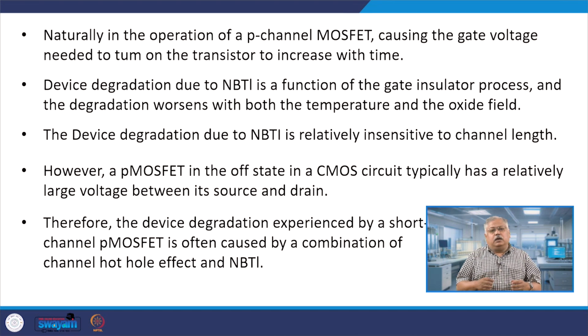Now, to sum up, the hot carrier effect and NBTI, a combination of both of them, makes the device work in a bad fashion, that is, there is a general degradation of the device, and it is a reliability issue of the device.